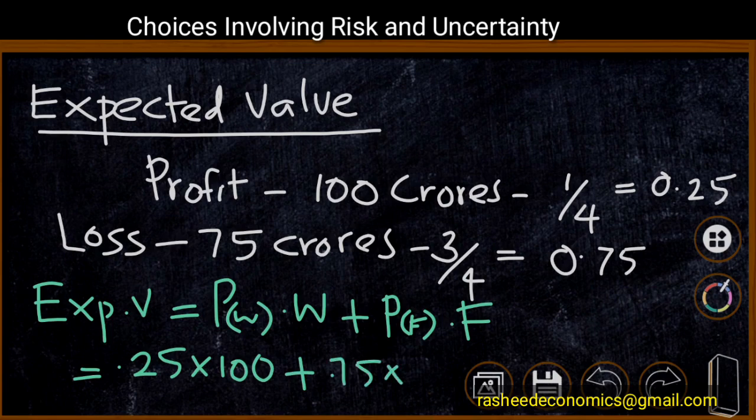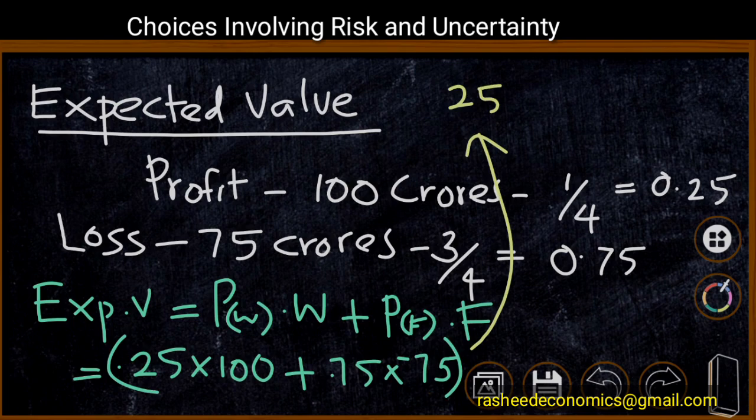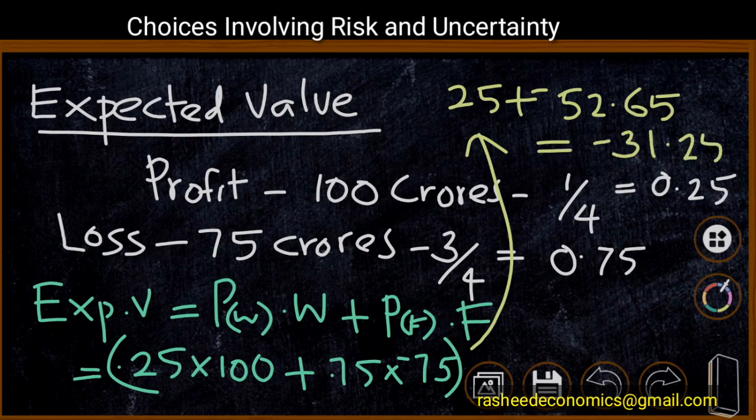75 crores. This is a negative value because we are suffering loss, and therefore we have plotted minus 75, and it will be equal to 25 plus negative 56.25, that is equal to minus 31.25. Here the expected value of our previous example is minus 31.25.